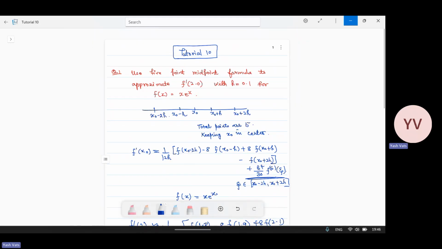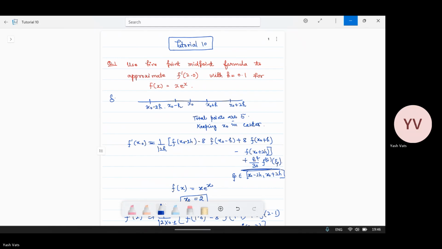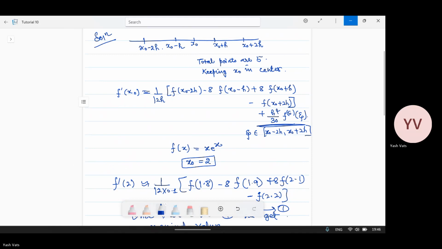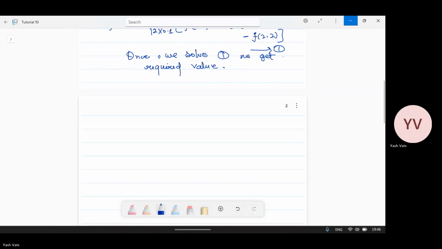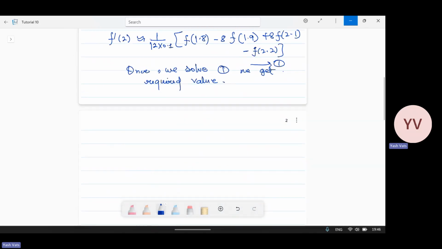Okay, keep this formula in mind. That is a very important formula for understanding. This is one formula for this.